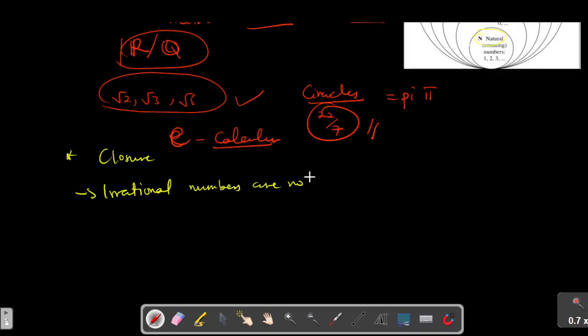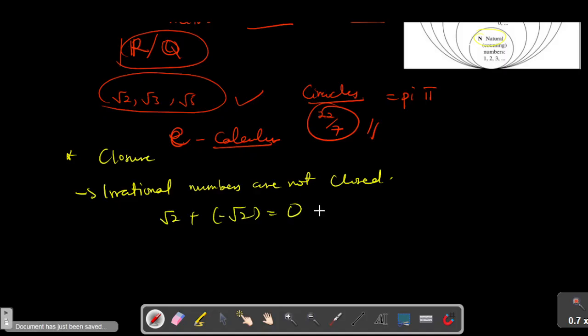And interestingly, they are not even closed on addition. Why? In addition, if I have square root of 2 and I add it to negative square root of 2, what do I get? I get 0. 0 is not an irrational number, right? My result is simply a rational number. So it's not closed even under addition. In multiplication, if I have square root of 2 and I multiply by square root of 2, what do I get? I get 2, and that is also not an irrational number. So irrational numbers are generally not closed, totally not closed.